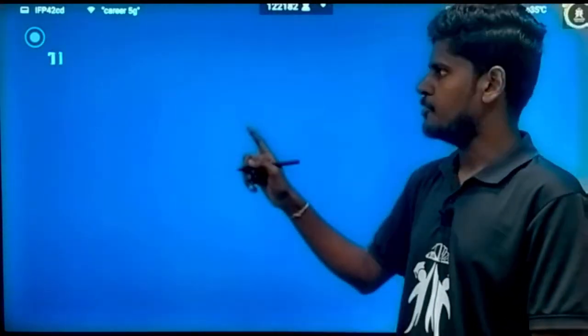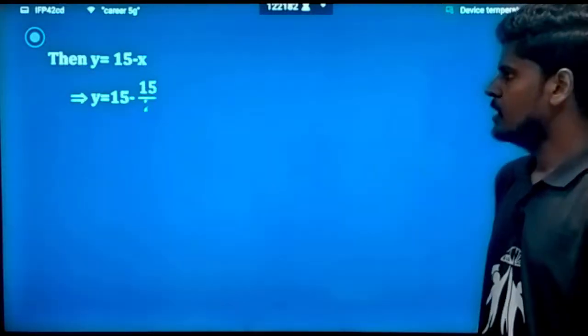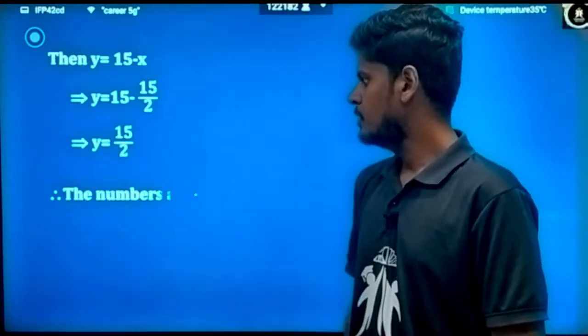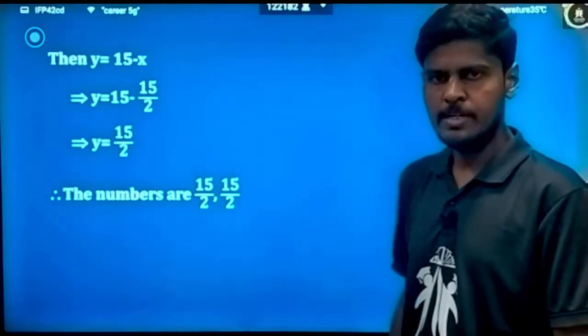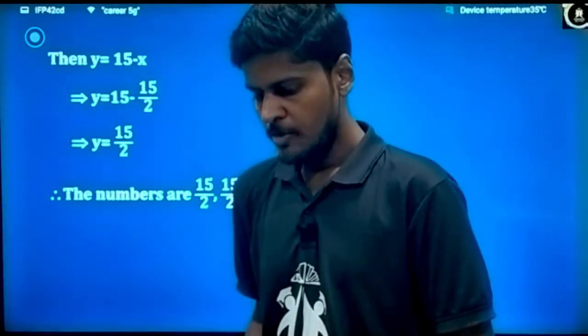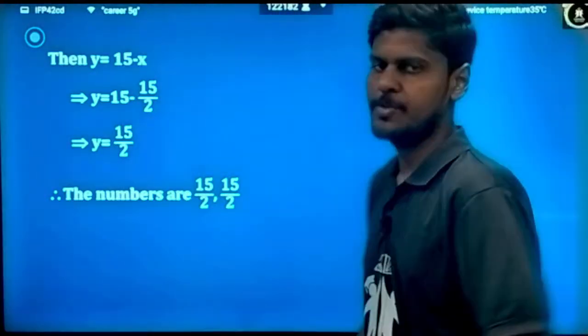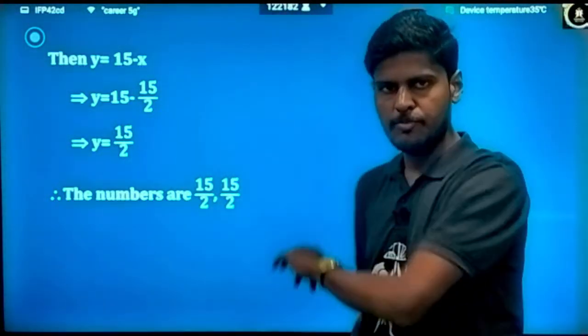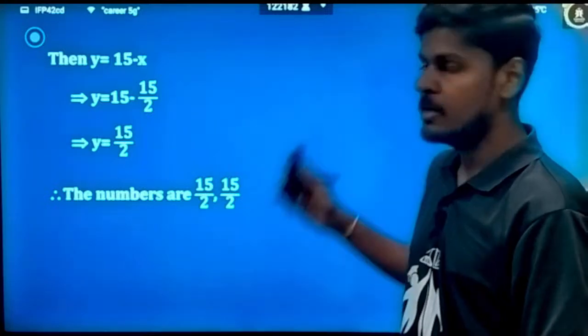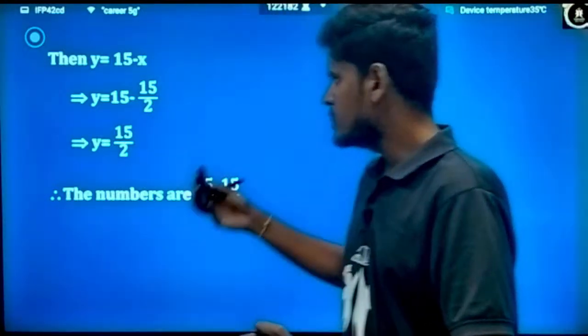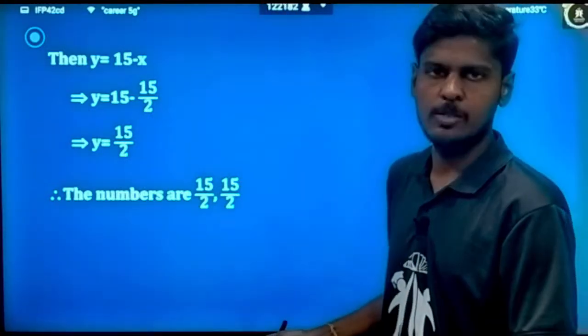So when x is equal to 15 by 2, what is the value of y? Y is again 15 by 2. So numbers are 15 by 2 and 15 by 2. Suppose the question asks to find the minimum value of sum of squares. If question is framed like that, then we need to find x square plus y square. That is 15 by 2 square plus 15 by 2 square. Depending on what is asked in the question, we have to solve. Same question can be asked in that way also.